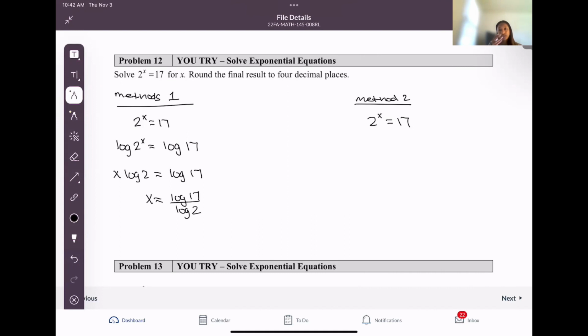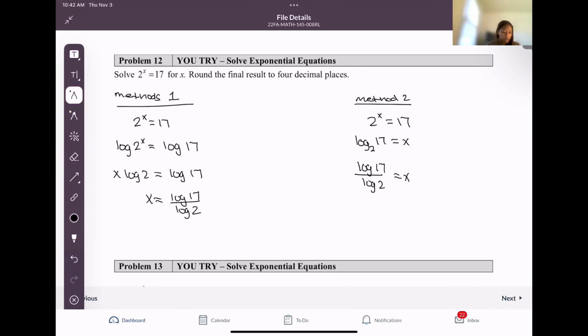Okay, before we do that though, I just want to show you how method 2 will get you to the same spot. For method 2, we need to convert this to logarithmic form. Our base is 2, so we'll have log base 2 of 17 equals x. And then from here, we can use the change of base formula. Log base 2 of 17 would be log of 17 divided by log of 2. And then look, we have the same thing for our final answer.